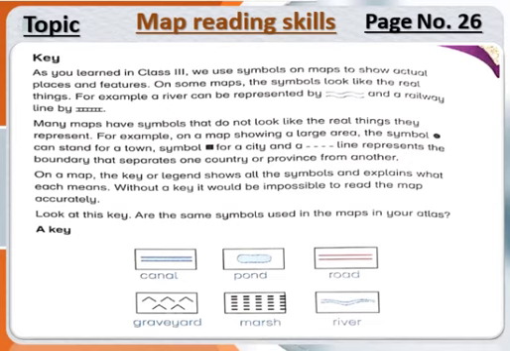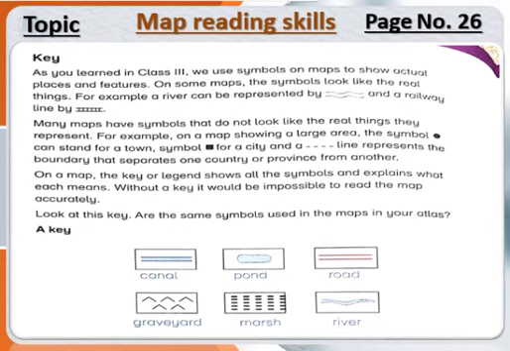Now, on page number 26, we will discuss the use of a key on a map. As you learned in class 3, we use symbols on maps to show actual places and features. On some maps, the symbols look like the real things. For example, a river can be represented by wavy lines and a railway line by railway track.